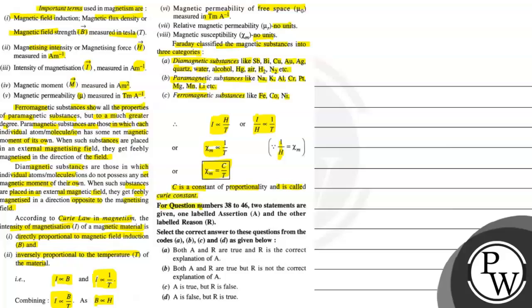Now, for questions number 38 to 46, two statements are given, one labeled as assertion and another labeled as reason. Select the correct answer of these questions from the codes A, B, C, and D as given below. Code A says both assertion and reason are true, and reason is the correct explanation of assertion. Code B says both assertion and reason are true, but reason is not the correct explanation of assertion. Code C says the assertion is true, but the reason is false, and code D says assertion is false, but the reason is true. So let's read the assertion and reason.